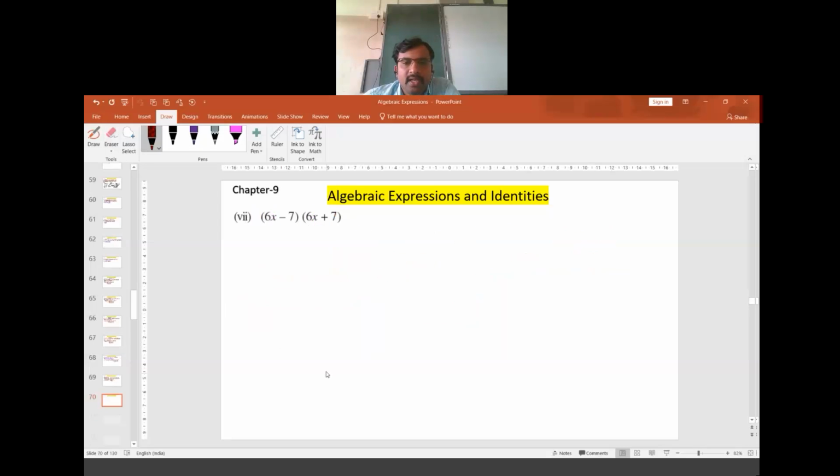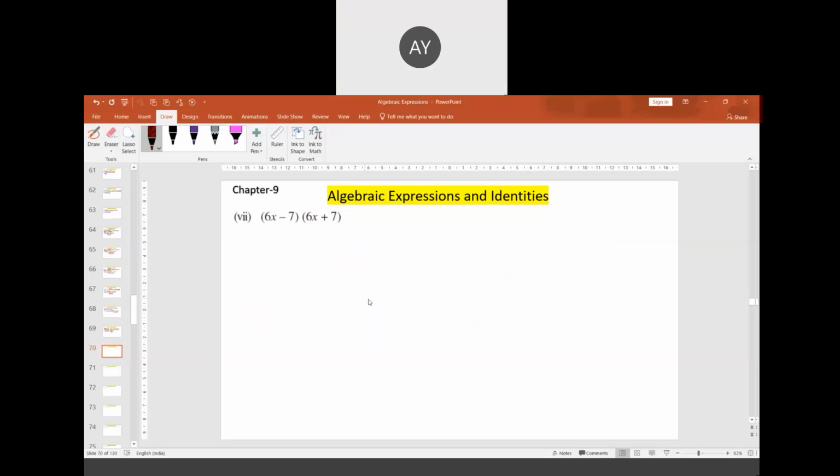He disappeared. Now look at this. It's simple: (a minus b) into (a plus b). Yes, sir. A square minus b square. I can tell the direct answer without writing anything. Direct answer: 36x square minus 49. It's very simple and easy to write also.